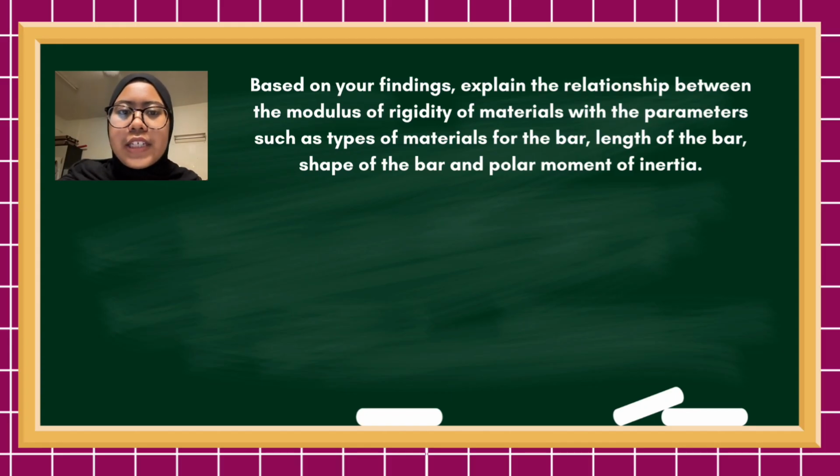So the third question is based on your findings. Explain the relationship between the modulus of rigidity of materials with the parameters such as types of materials for the bar, length of the bar, shape of the bar, and polar moment of inertia.